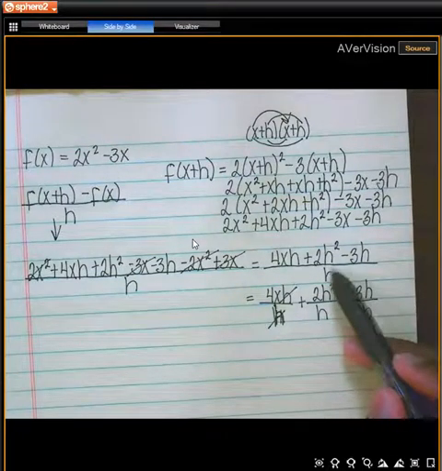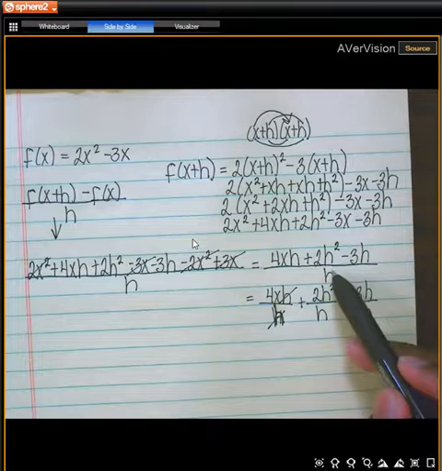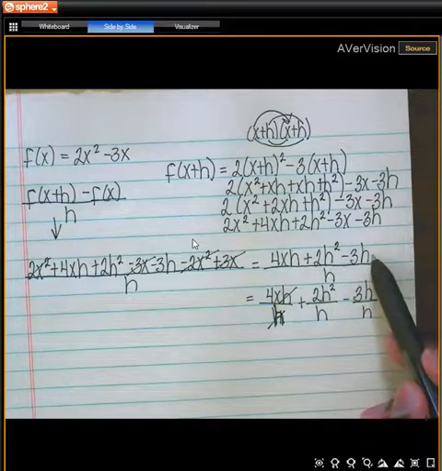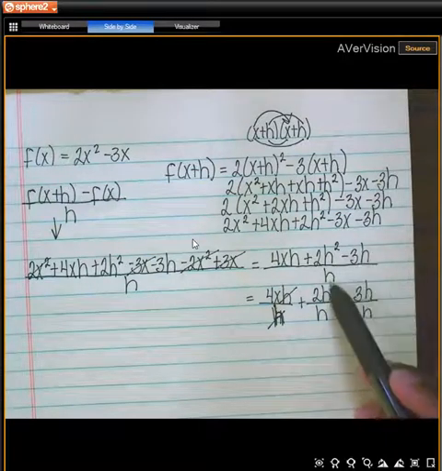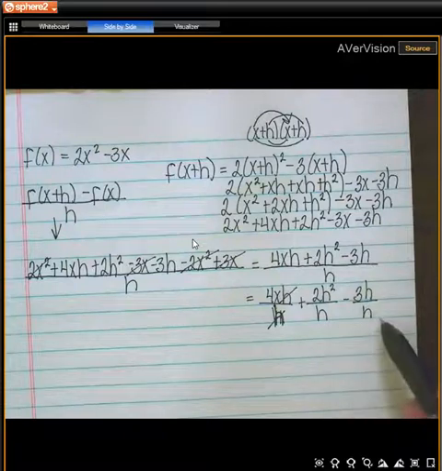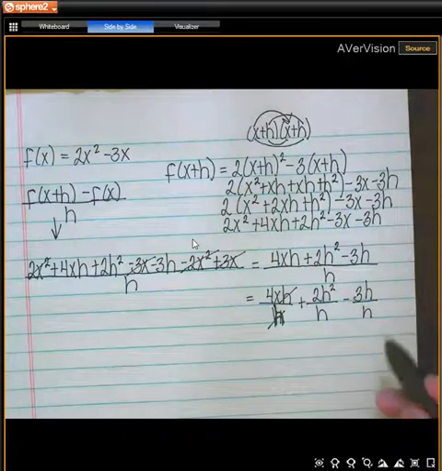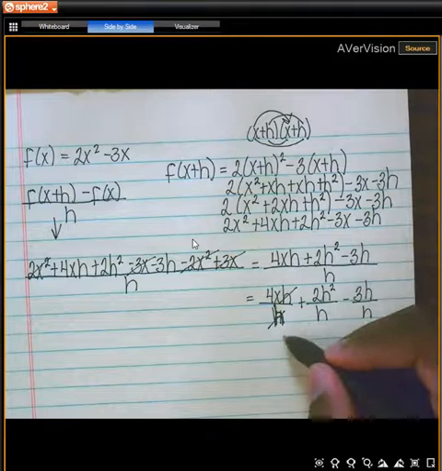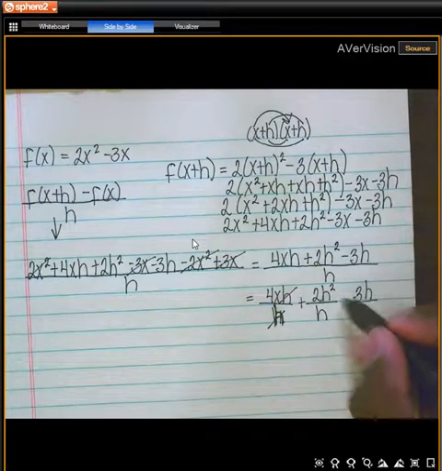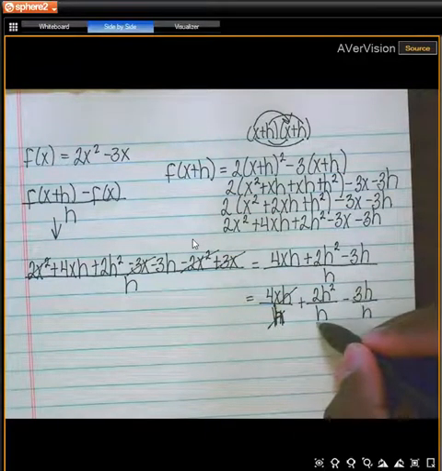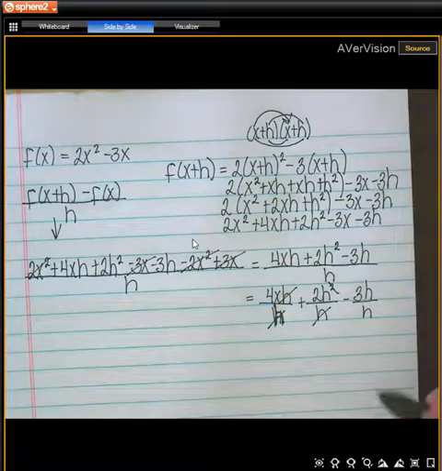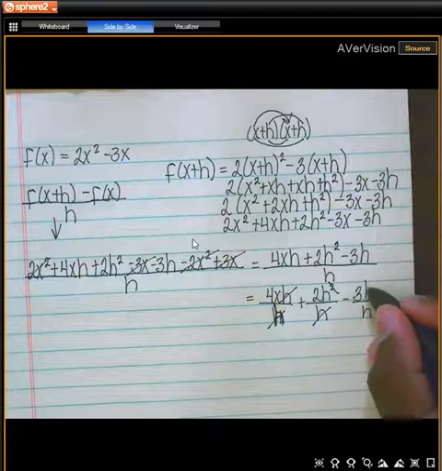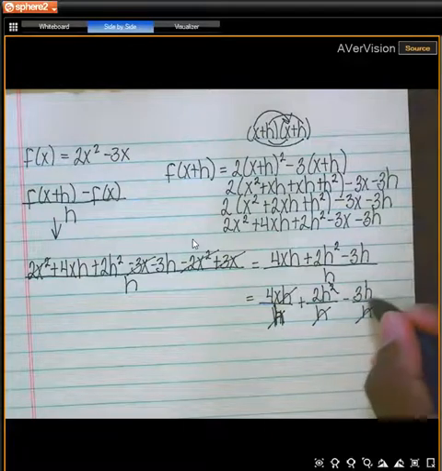Because we only have one term in the denominator here, we can split it up in terms. This term is being divided by h, this is also being divided by h, and this is also being divided by h. That's why we can split it up like this. Then if we simplify, the h's cancel out. We have two h's here and one h down here, so this one goes away and one of these goes away. We have one h up here, one h down here, and they cancel each other out.